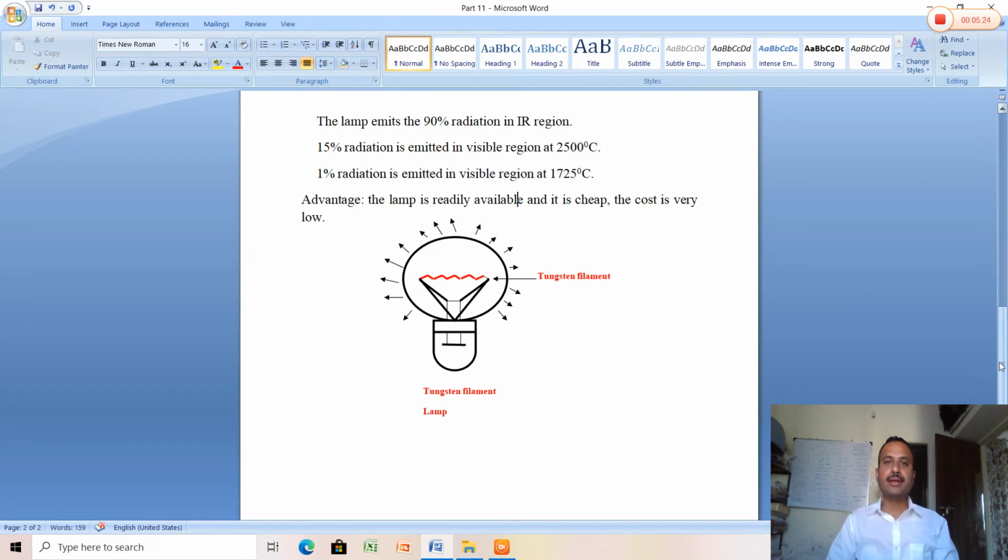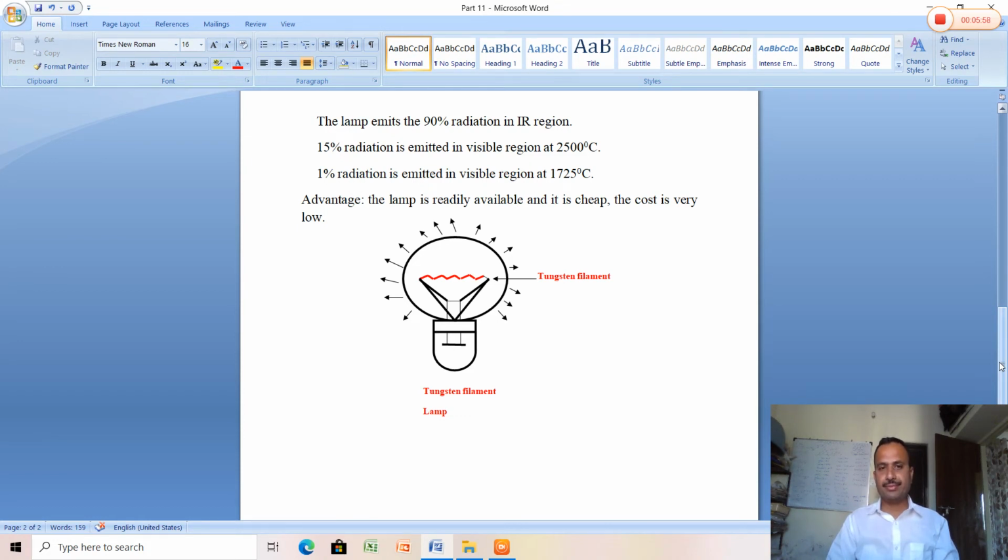So if the lamp is heated to 2500 degrees centigrade, then we get 15% radiation in the visible region. If the lamp is heated to 1725 degrees centigrade, or approximately 1700 degrees centigrade, then only 1% of the radiation is emitted in the visible region. So this is the main drawback of the tungsten filament lamp.